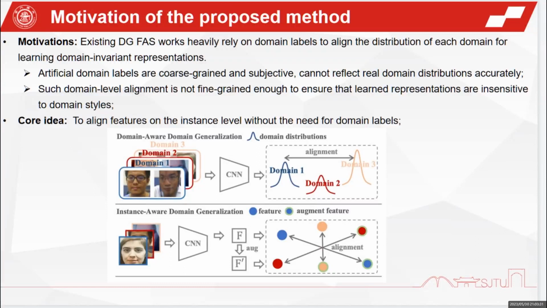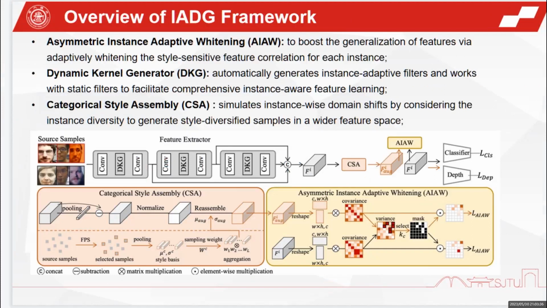This figure describes the whole pipeline of the proposed instance-aware domain generalization (IADG) framework, which consists of three key components. Firstly, we propose asymmetric instance adaptive whitening (AIAW) to boost the generalization of features via adaptively whitening the style-sensitive feature coloration for each instance. Then, we present the dynamic kernel generator (DKG) to automatically generate instance adaptive filters and work with static filters to facilitate comprehensive instance-aware feature learning. Finally, categorical style assembly (CSA) is presented to simulate the instance-wise domain shifts by considering the instance diversity to generate style-diversified samples in a wider feature space.